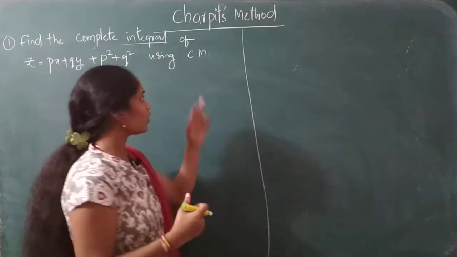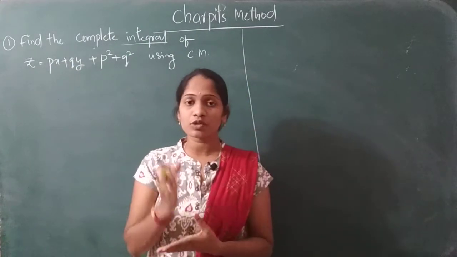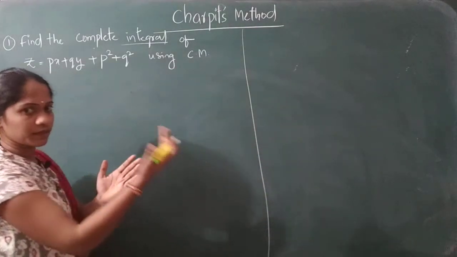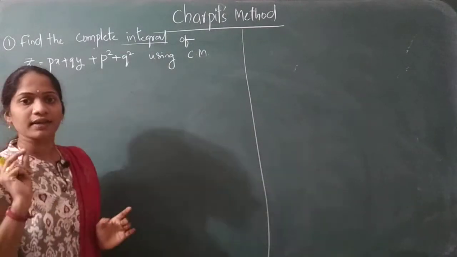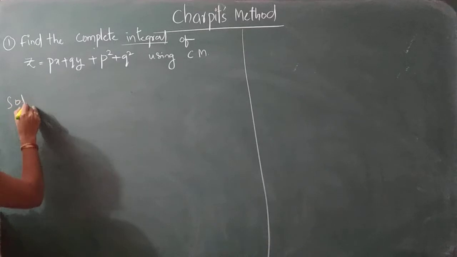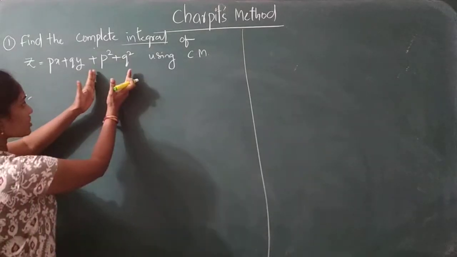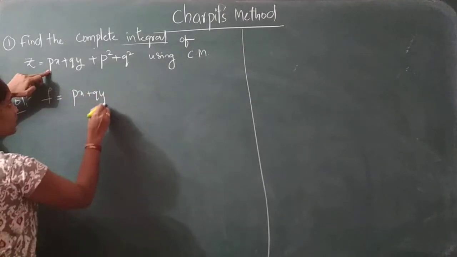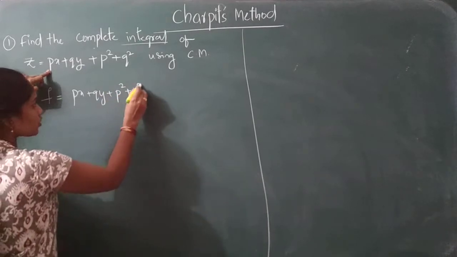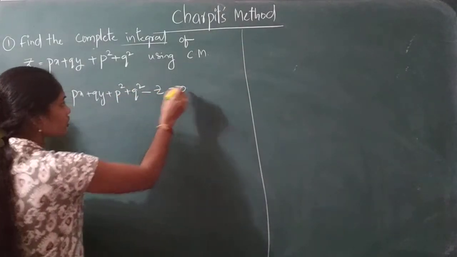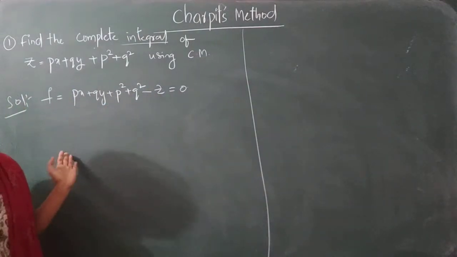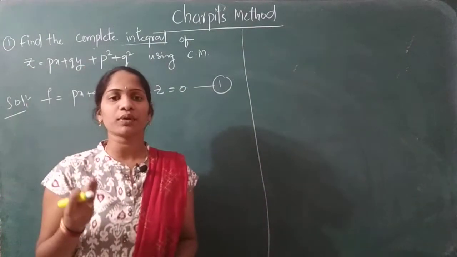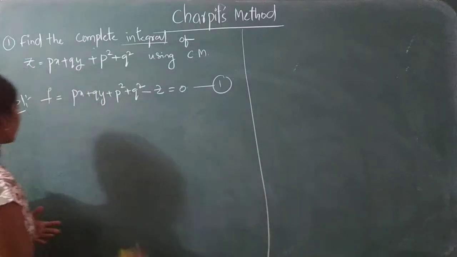Now we have just discussed the working rule. First, you have to transfer all the RHS terms to the LHS. That is the first step in Charpit's method. Coming to the solution, step 1: convert all the terms to one side. So the function f is equal to px plus qy plus p square plus q square minus z is equal to 0, or you can write z minus all these terms. Let it be the equation. This is step 1. And step 2 is to write the Charpit's auxiliary equation. Now, step 2.